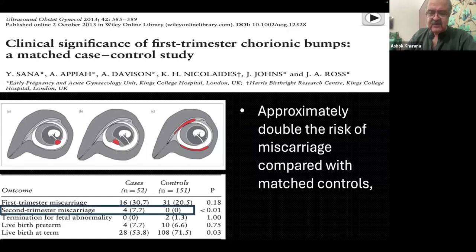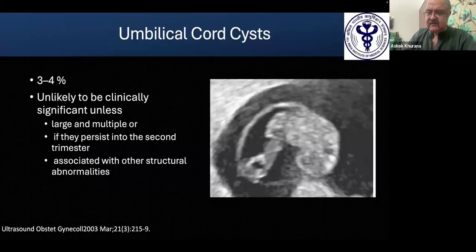The second situation that we find is that of umbilical cord cysts. And we know that first trimester umbilical cord cysts are not really a problem and are very rarely associated with a problem. We used to believe that those at the fetal end might be more important, but that has not stood the test of time. And now we know that most umbilical cord cysts will go away.